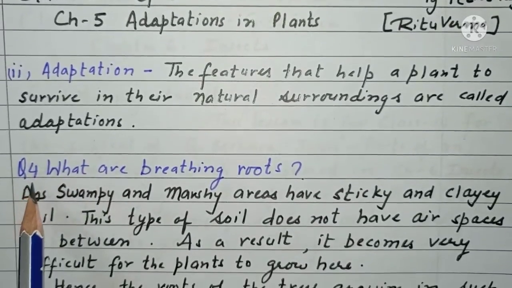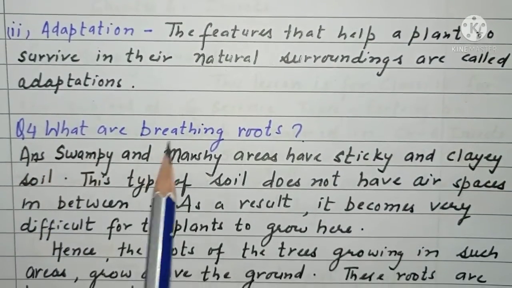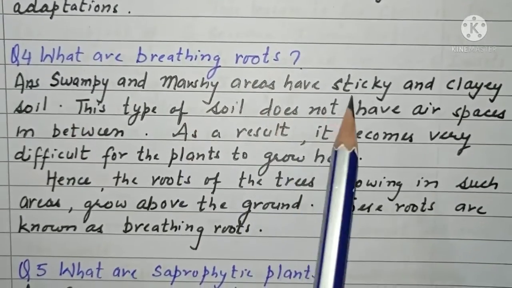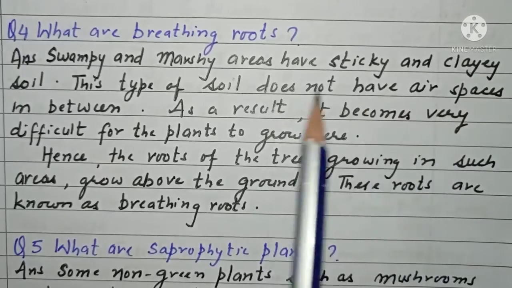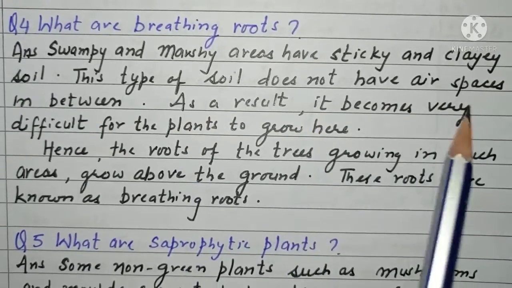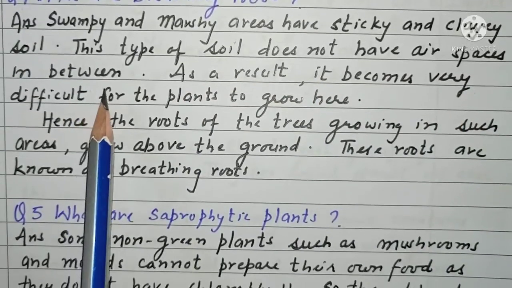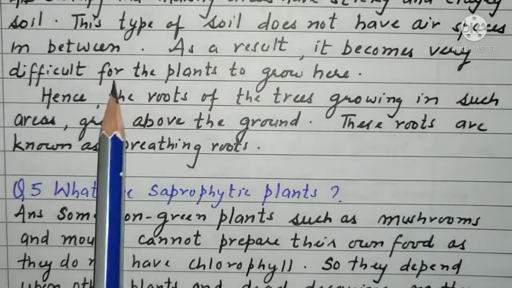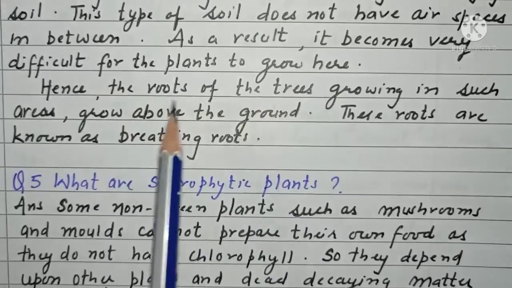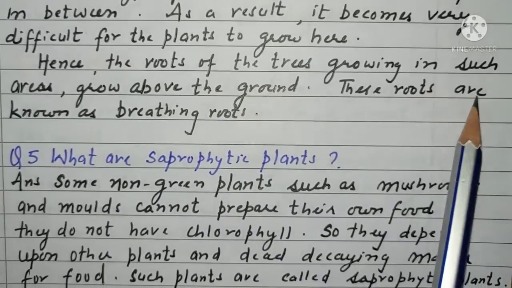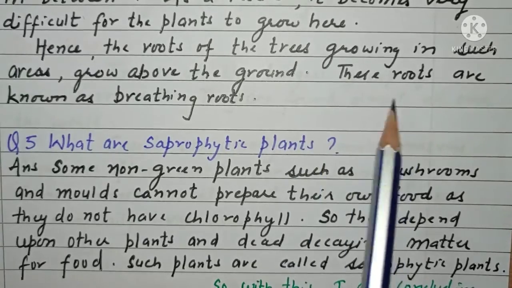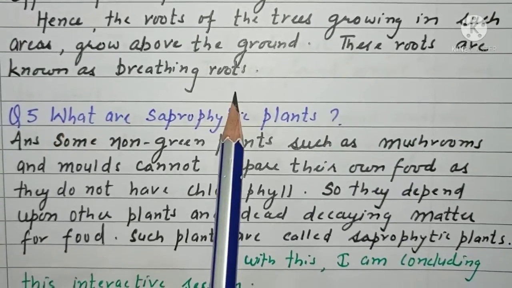And in question number 4, we have to write down what are breathing roots. Swampy and marshy areas have sticky and clayey soil. And this type of soil does not have air spaces in between as it is waterlogged soil. As a result, it becomes very difficult for the plants to grow here. And hence, the roots of the trees which are growing in such areas grow above the ground. And that is why these roots are known as breathing roots.